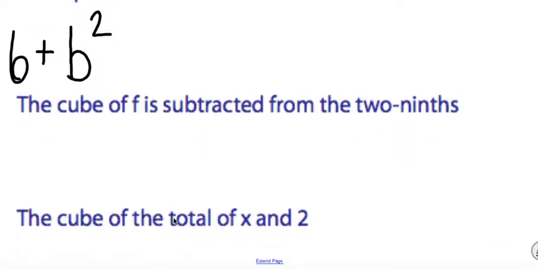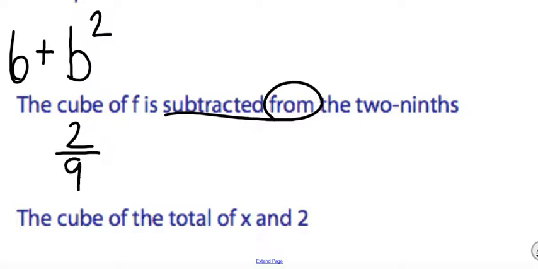Next, the cube of f is subtracted from the 2/9. The cube of f is subtracted from the 2/9, which means I need to start with the 2/9 and then subtract the cube of f. Remember, the cube means that's the 3rd power.